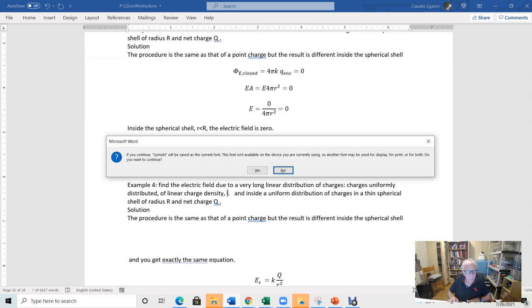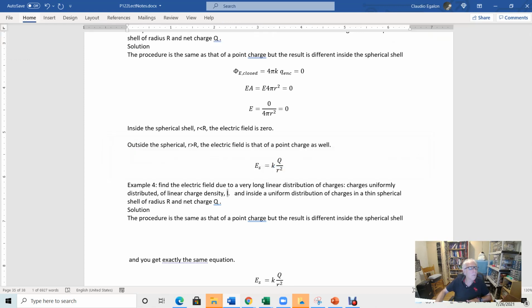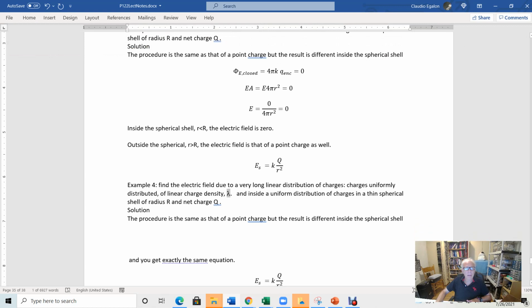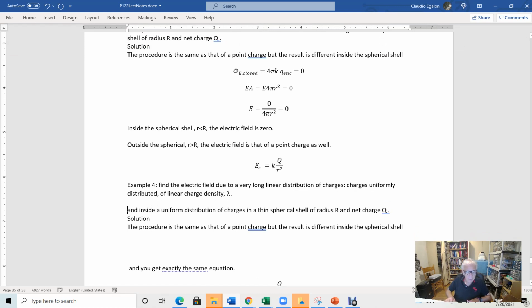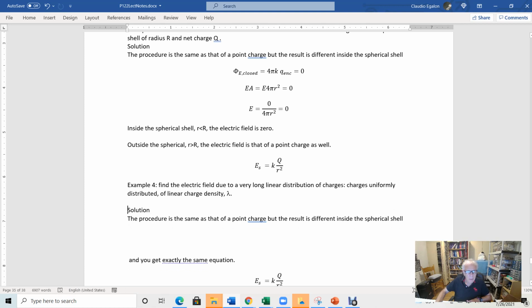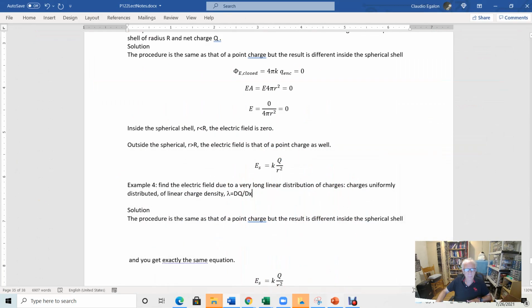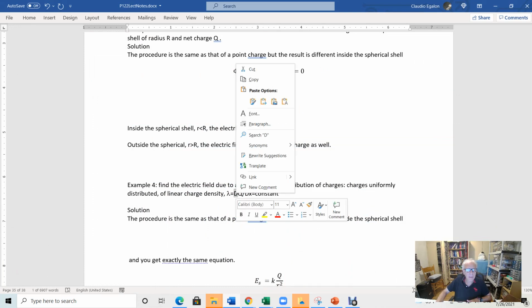Symbol. Here you go. Lambda. What lambda is? Lambda is delta Q over delta X. Okay. By the way, uniform, which is constant. That's what lambda is, okay? Now it's clear, right?